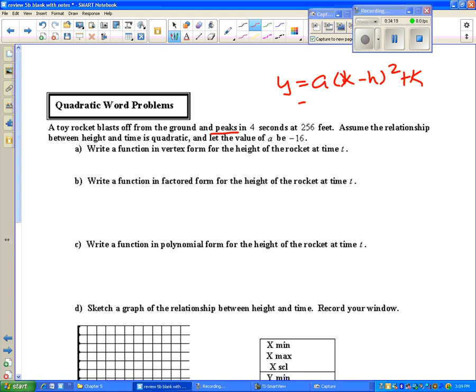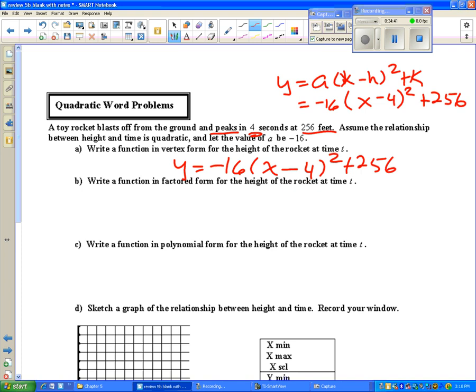I'm told that my a is negative 16. My h is this 4 seconds. And my k is this 256 feet. That's what I need to know. Write a function in vertex form. So this is y is equal to negative 16 times (x minus 4) squared plus 256. The word peak tells me that that is going to be vertex form.